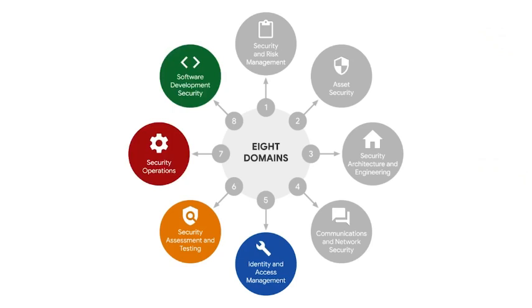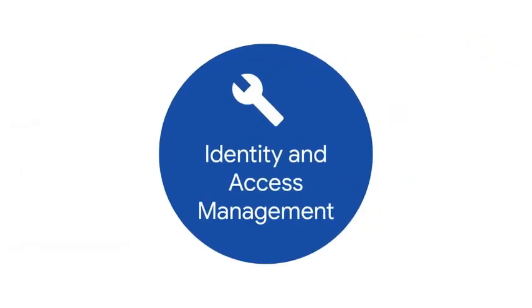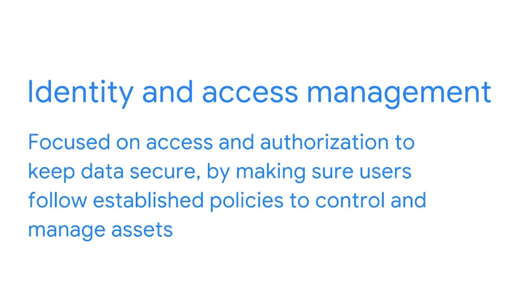The fifth domain is identity and access management, or IAM, and it's focused on access and authorization to keep data secure by making sure users follow established policies to control and manage assets. As an entry-level analyst, it's essential to keep an organization's systems and data as secure as possible by ensuring user access is limited to what employees need. Basically, the goal of IAM is to reduce the overall risk to systems and data.